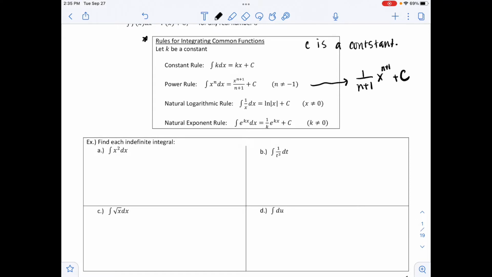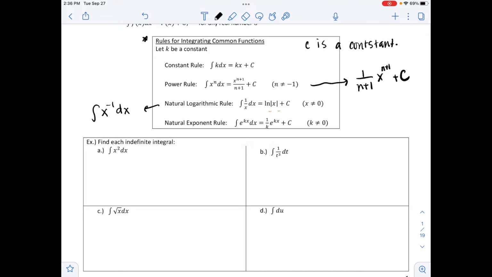Then we have our natural logarithmic rule, which is the integral of 1 over x dx, which is equal to ln of, and don't forget your absolute value lines, x plus c, so x is not allowed to be 0. Another way to think about our original integral is the same thing as the integral of x to the negative first dx, which is the same thing as the integral of 1 over x dx. And then our natural exponent rule, which is the integral of e to the kx dx, is equal to 1 over k e to the kx plus c, and k is not allowed to be 0.